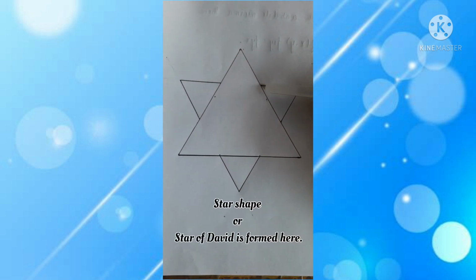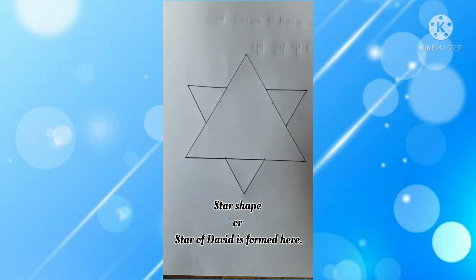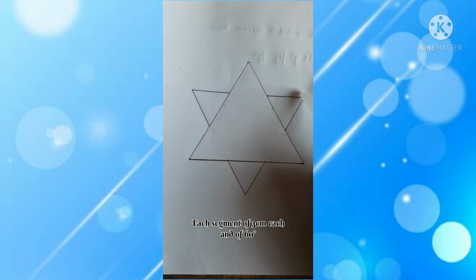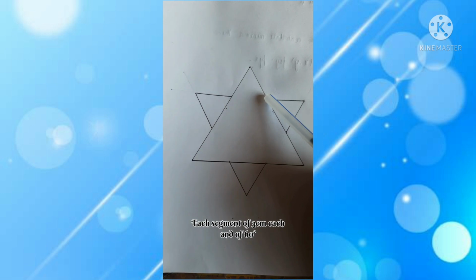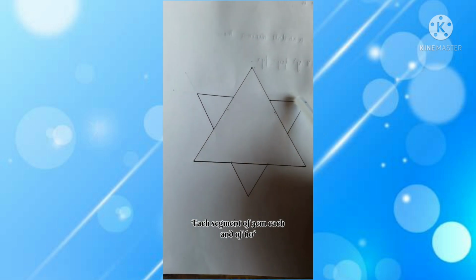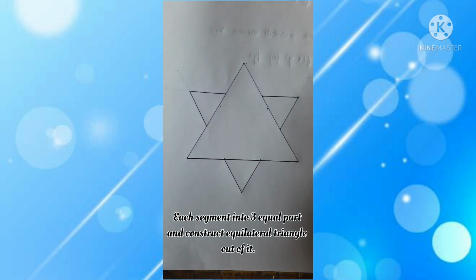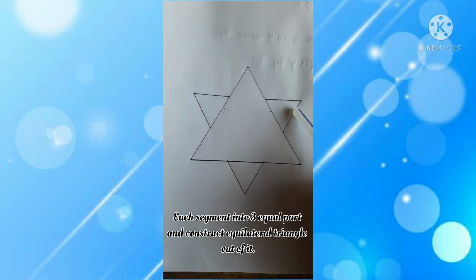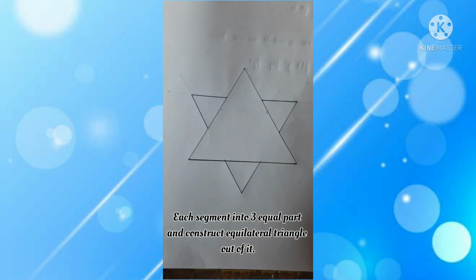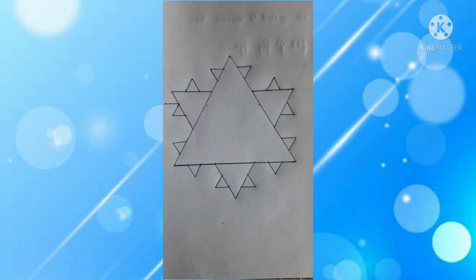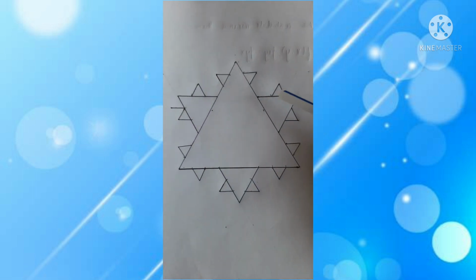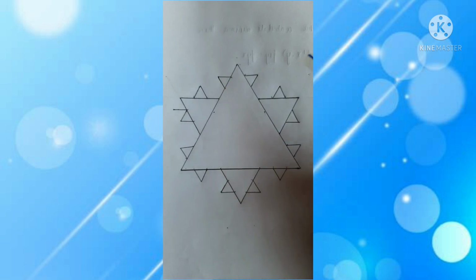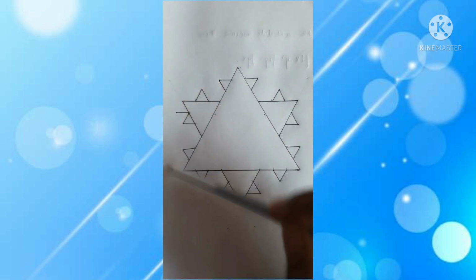So here the three equilateral triangles are ready with a side of 3 centimeters each and an angle measurement of 60 degrees. Now what we are going to do next is divide each segment into three equal parts and continue the same iteration, that is constructing an equilateral triangle here, here, here and on every side. So let's see how it looks after drawing it. Now I have drawn all the similar equilateral triangles on each and every side by dividing into three equal parts. Here you can have a look at how it exactly looks.